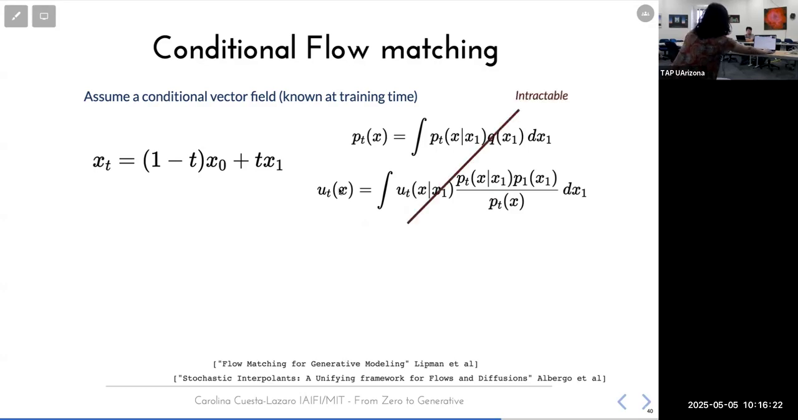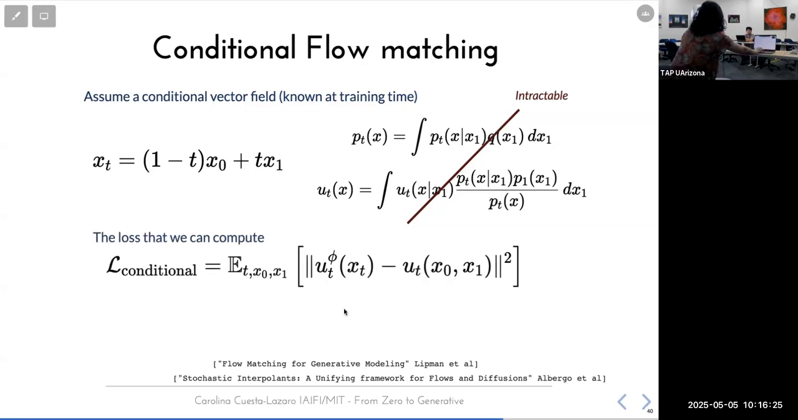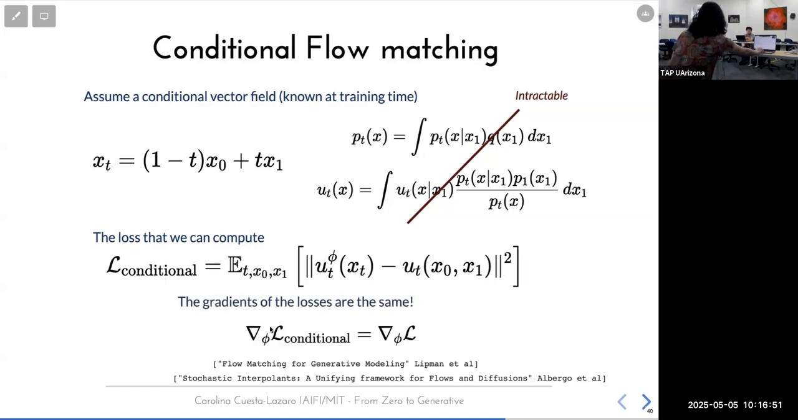So how do I do regression? What you can do is say, okay, I want to match. I have a neural network that doesn't know x1. It only knows xt at a given time, but it doesn't know the endpoint. I want to predict the conditional velocity field, because at training time, I do know x1. I just don't know it at inference time, at sampling time. And it turns out that the gradient of this loss function is the same one that we were after, that will include this marginalized velocity field.